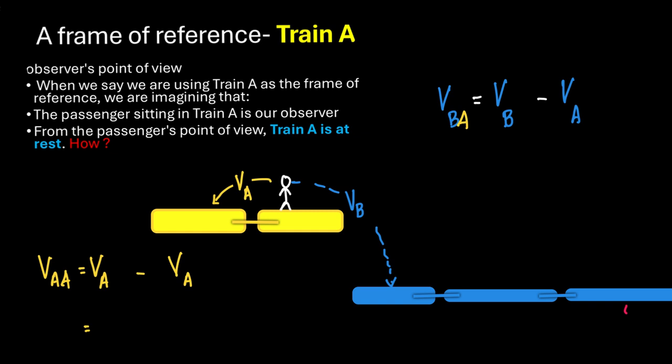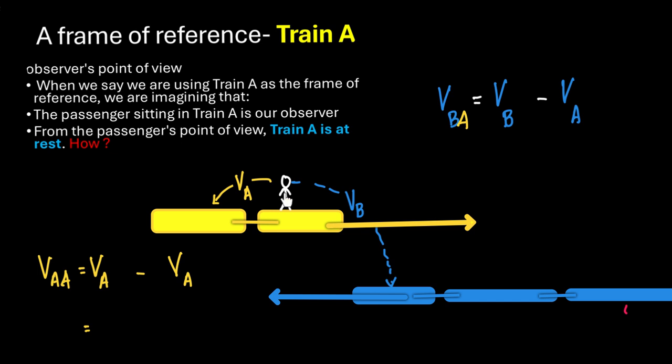As usual, I'm sorry for making the explanations lengthy. So when the frame of reference is train A, how is this train A at rest? Let's try to understand that. If we take the same example here, we have a train A and a train B going in opposite directions. Train A is going like this, towards right, and train B is going towards left.